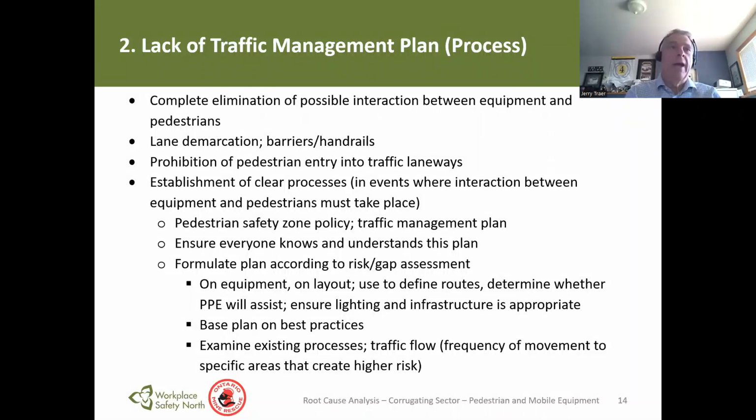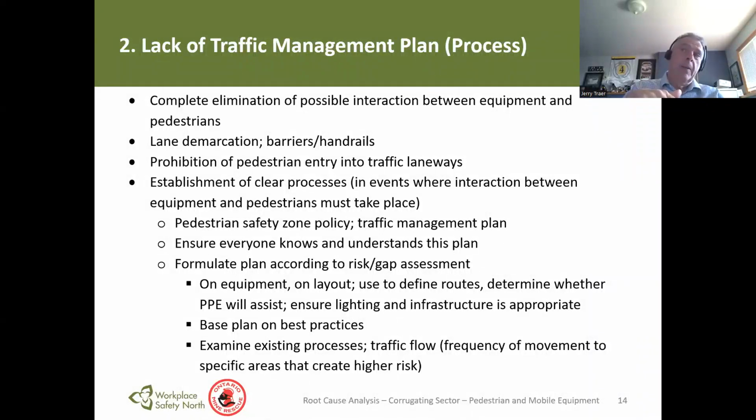So in the event where interaction between these must take place, having a pedestrian safety zone policy, part of the traffic management plan, ensuring everyone knows and understands it, formulate plans according to risk gap assessment, on equipment, on layout, use of defined routes, determine whether PPE will assist or ensure lighting infrastructure is appropriate, base the plan on best practices, and examine existing processes, traffic flow, frequency of movement to specific areas that create the high risk.